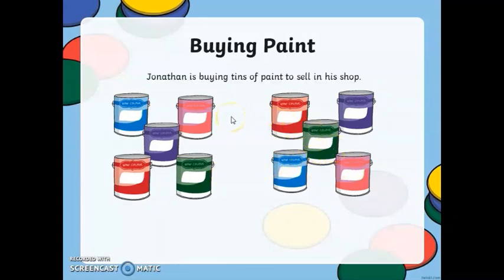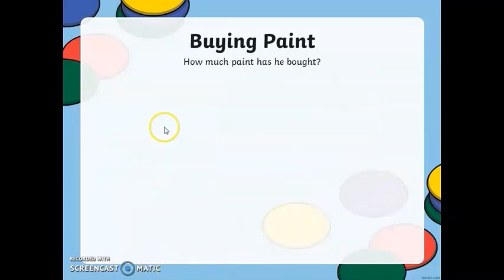Dear students, in this activity, Mr. Jonathan is buying tins of paints to sell in his shop. Now, how many tins he has bought, we will count and help Mr. Jonathan to keep the record. All you have to do is to count in tens and complete the record. Let's go. Before we start counting, first let us assemble the tins of paints in tens.